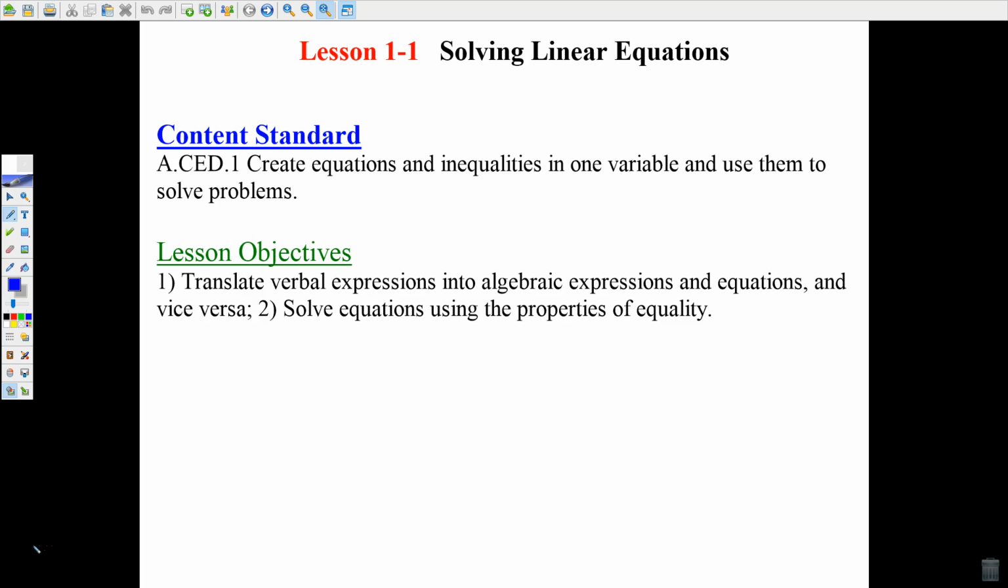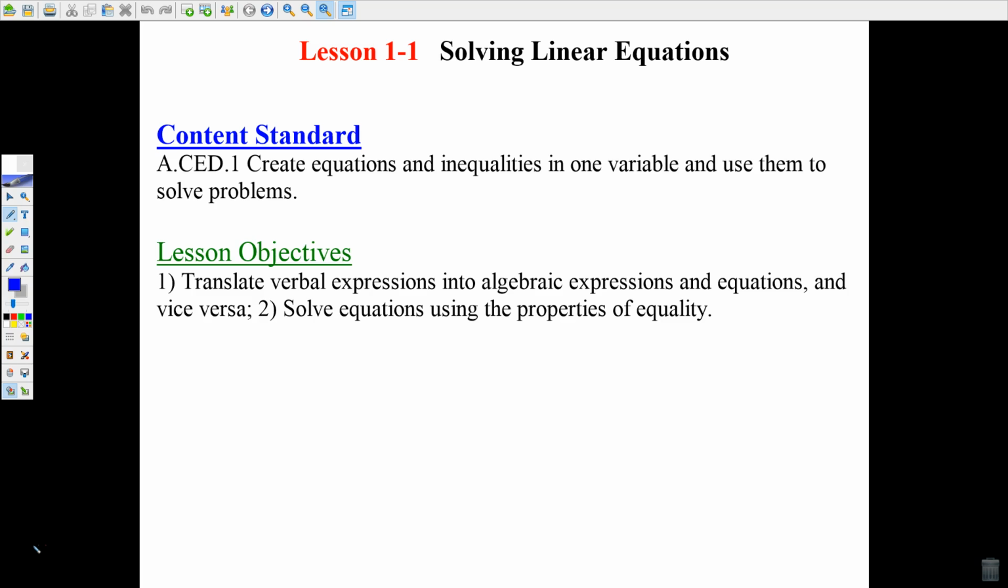The objectives, you can just think of this as what it is that I want you to leave with the ability to do. Really two things. As you can see there, we're going to take verbal expressions, just regular words, and change those into algebraic expressions. Those are numbers with variables that include operations or exponents. And when we include the equal sign, then we have an equation. Without it, we just have an algebraic expression. And we can go the other way. We can take algebraic expressions and equations and change those into verbal expressions.